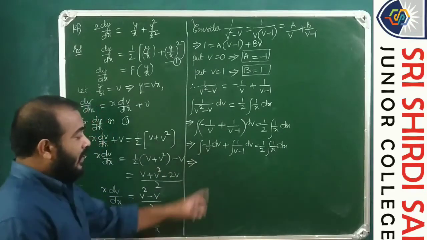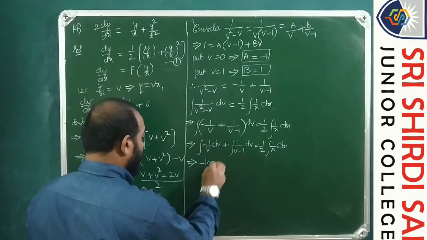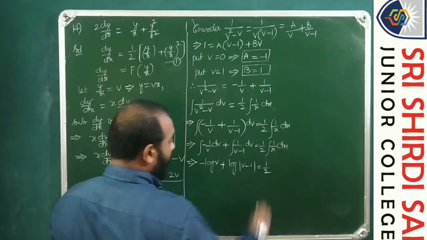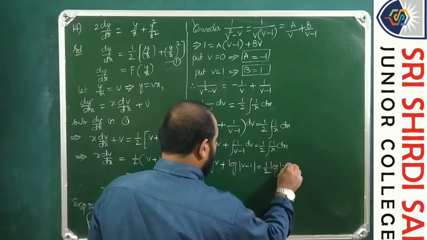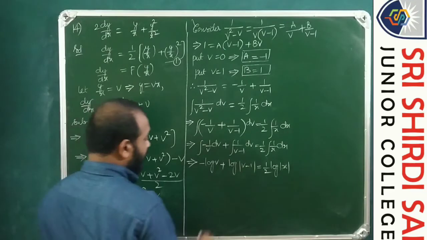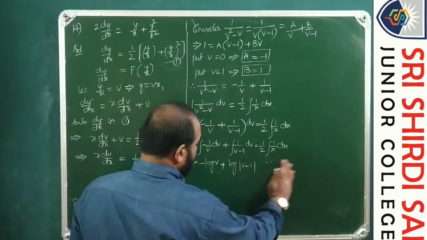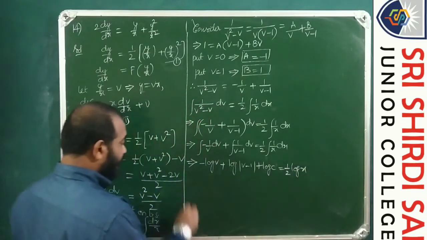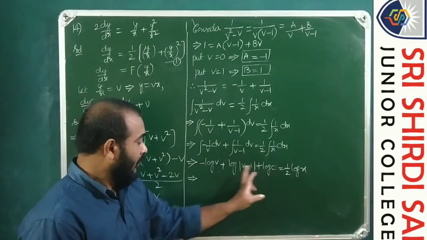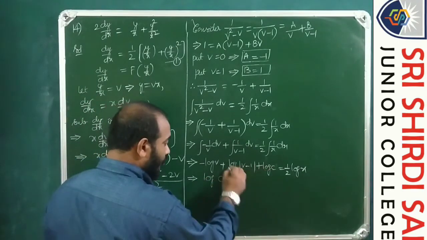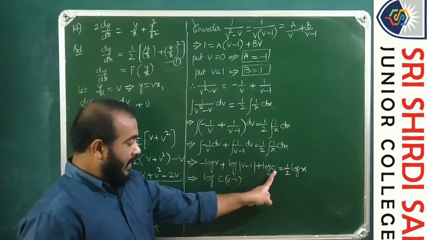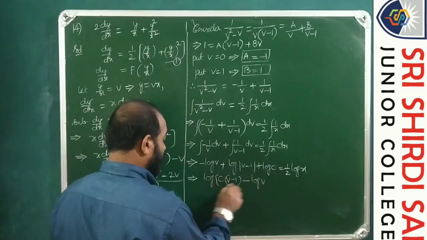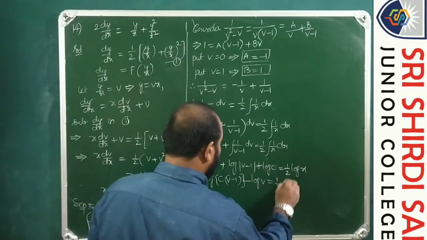So this is equal to integral 1 by v dv is minus log v plus log of v minus 1, plus 1 by 2 integral 1 by x dx is log modulus of x, plus log C. I will take that log on this side, plus log C is equal to 1 by 2 log x. Now this is log C plus log of v minus 1, so log of C into v minus 1, log A plus log B is log AB, minus log v is equal to 1 by 2 log x.